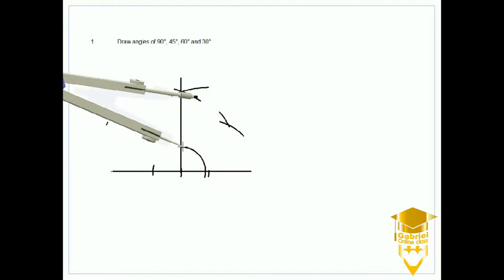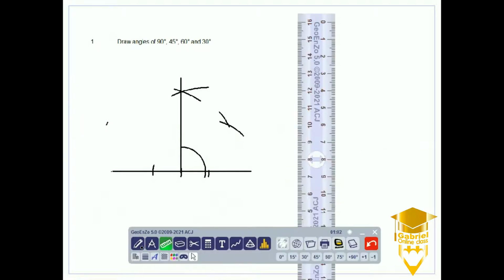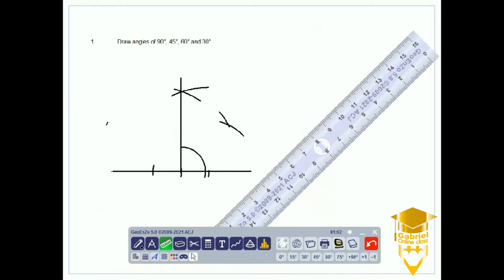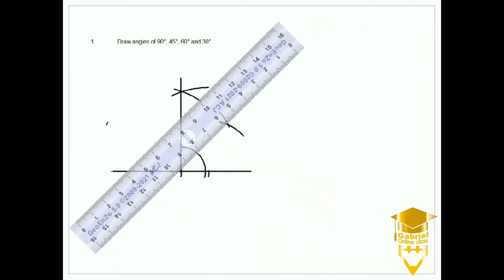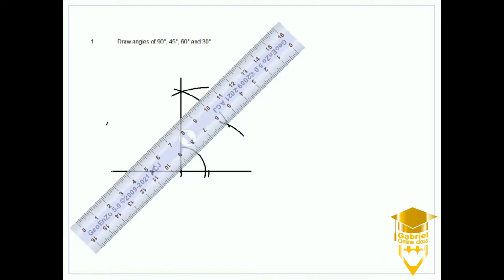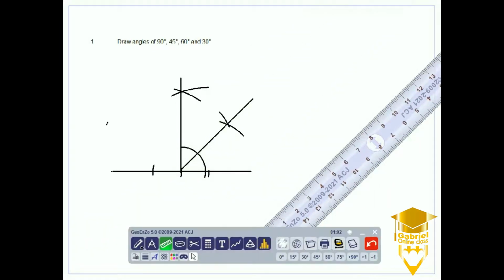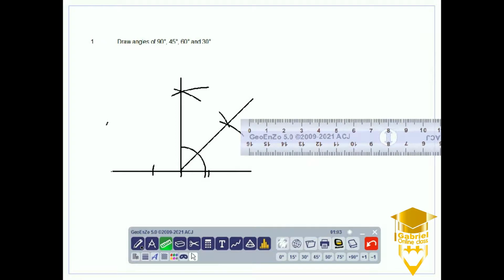Now we'll take our ruler, then we draw a line from the point of bisection to the center of the line of 8 centimeters. And now we have gotten 45 degrees out of 90 degrees.